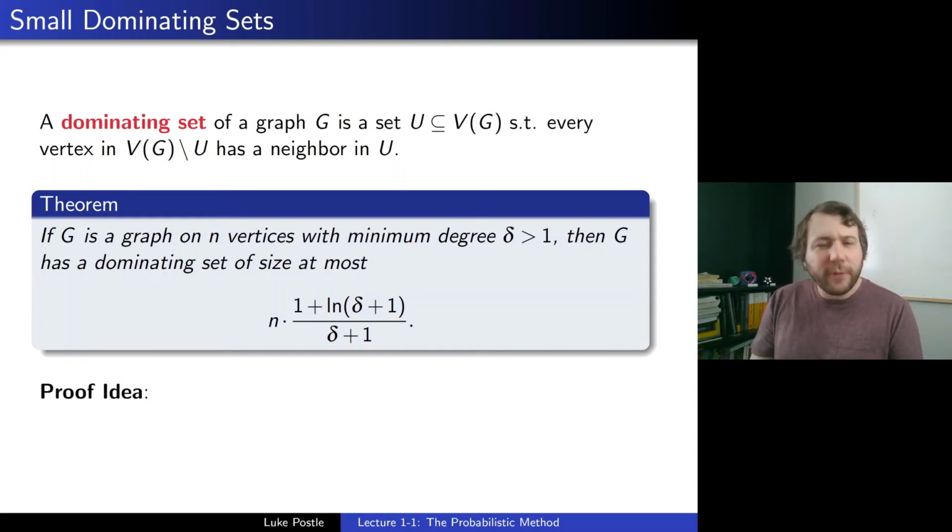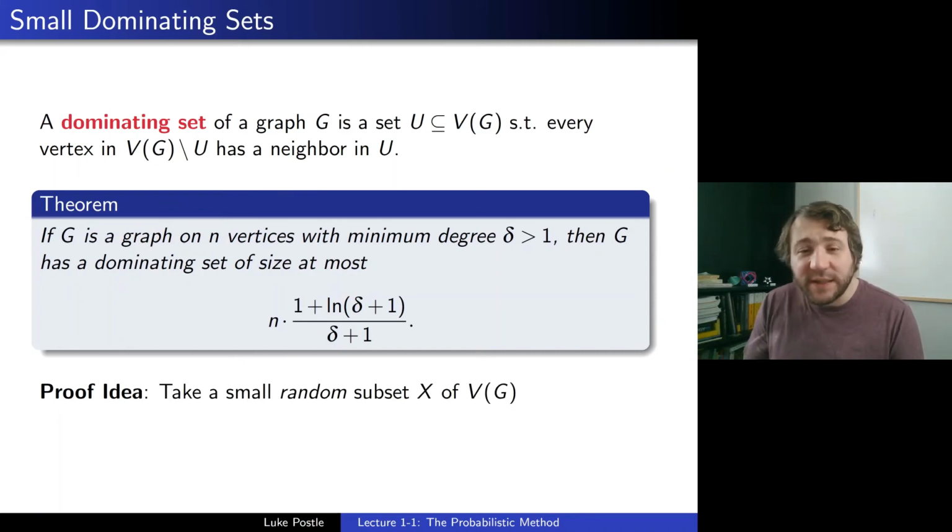So what is our proof idea? Again, it is to use randomness. So what should we do with randomness here? Well, we're going to take a random subset X of V of G. However, we have to be careful. If you just took a random subset, it would only be of size n over 2. So we'll need to do some weighting to choose vertices only with a certain small probability. So we're looking to take a small random subset X of V of G.